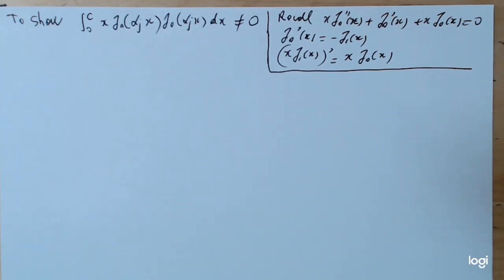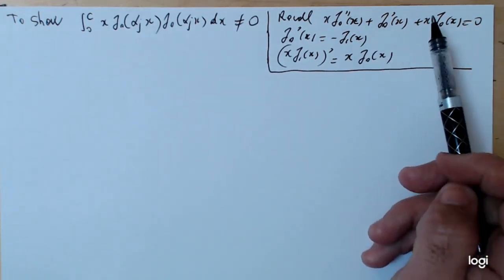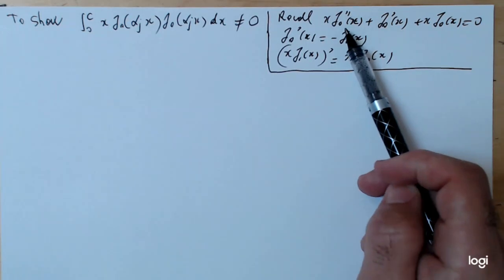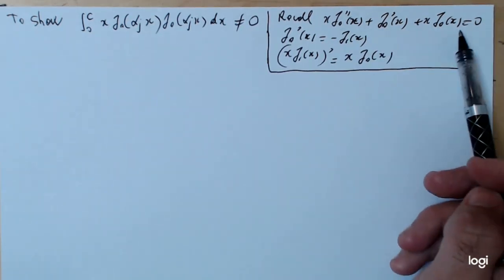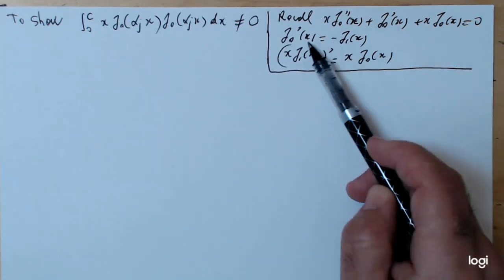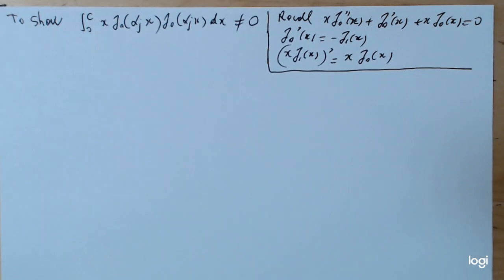Once again, let's remember where this j naught comes from. In other words, let's remember that j naught stands for the root of the Bessel equation of order 0. So if you plug in j naught of x into the Bessel equation of order 0, obviously you end up with 0. And let's also remember the two differentiation properties which we used before.